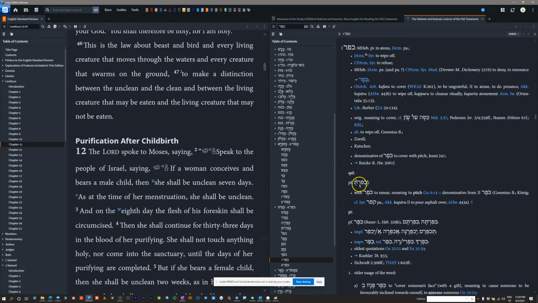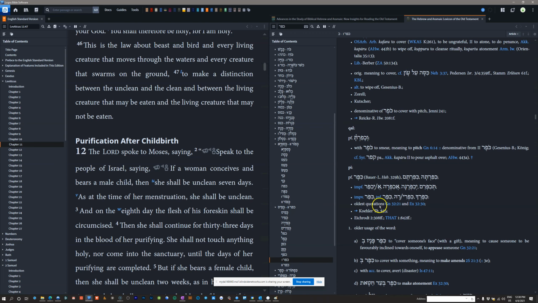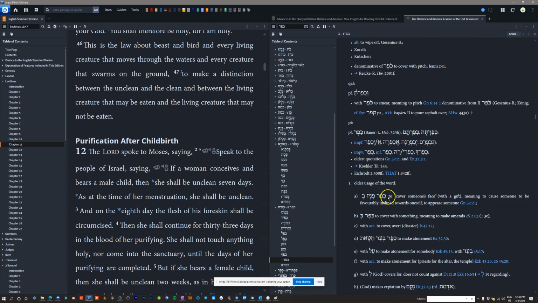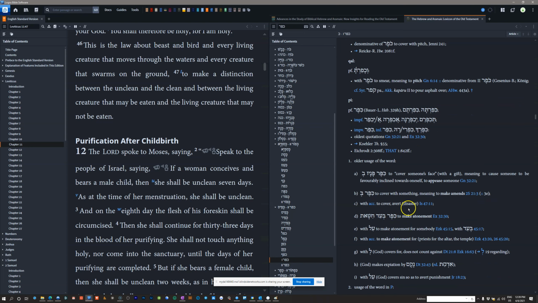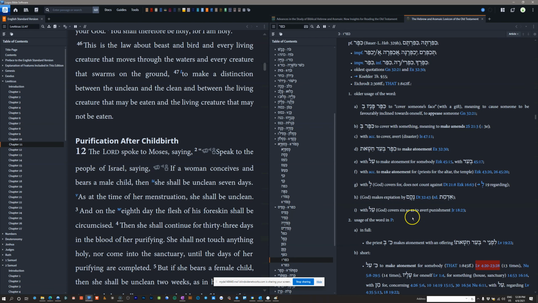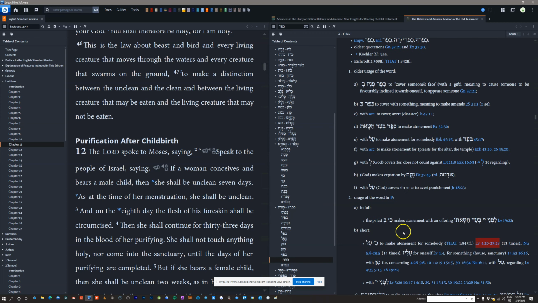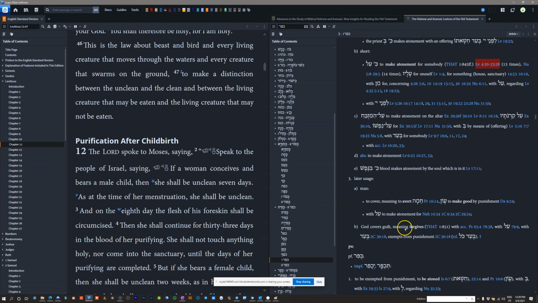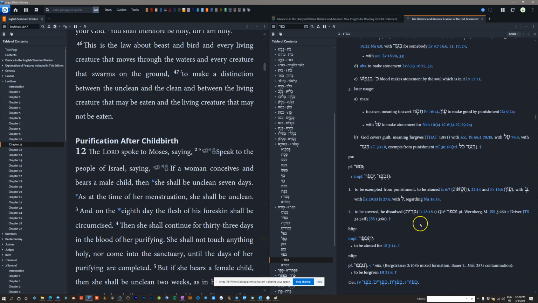So the word kafar is used there, but in the PL, it means either to cover, to smear, to appease, to make amends, or to avert, to make atonement. So it can mean, a lot of these are related, to cover sin, to not count against, to make expiation. So a lot of those are related to atonement, but you just want to be aware that the meaning can be a little bit broader than that.